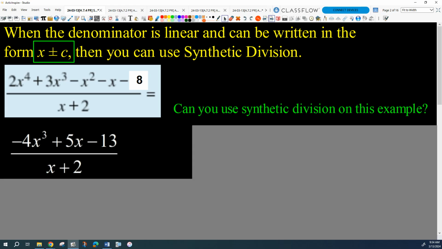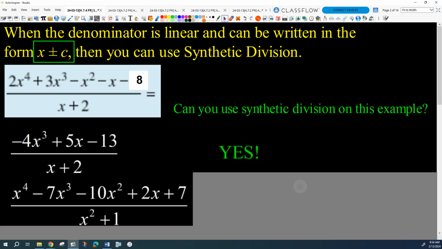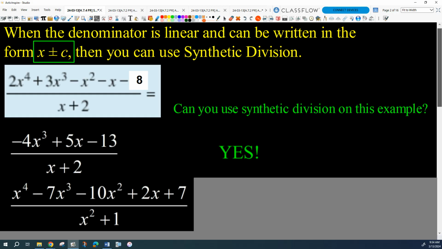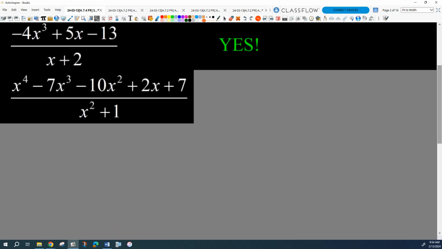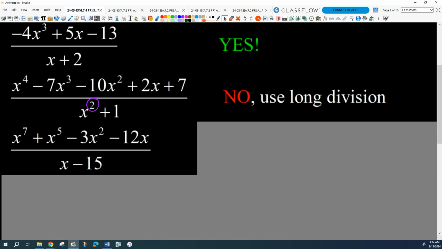So you tell me, can we use synthetic division in this one right here? Yeah, that's fine. We can use synthetic division. Could I use synthetic division for that one? No. How come? X squared. We've got this x squared, so no. I'd have to use long division for this one. I could not rely on synthetic division.